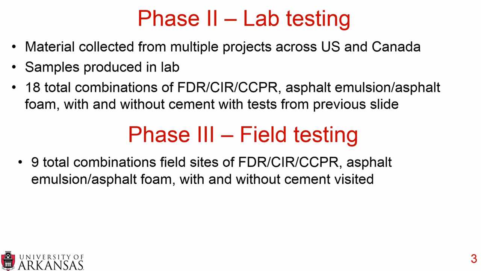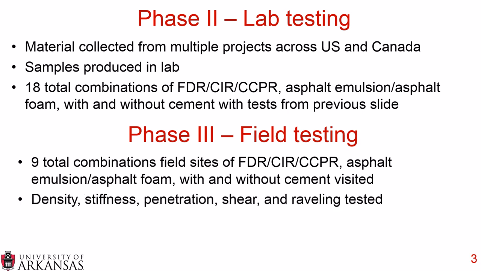Then in Phase 3, they went out in the field and they did some field testing with these devices, and they looked at a total of 9 combinations of field sites with FDR, CIR, and CCPR, again with asphalt emulsion, asphalt foam, and with and without Portland cement. And they measured the density, the stiffness, the penetration, the shear, and the raveling.